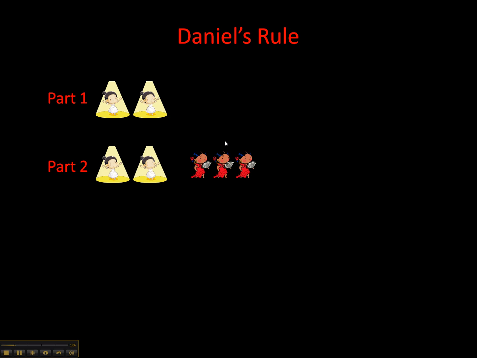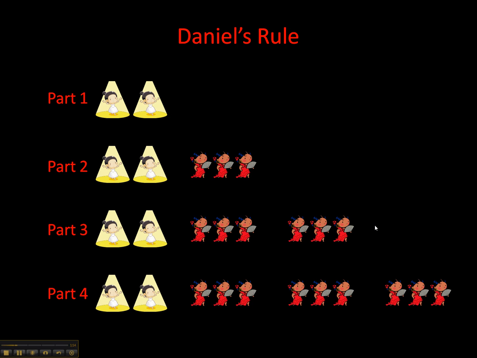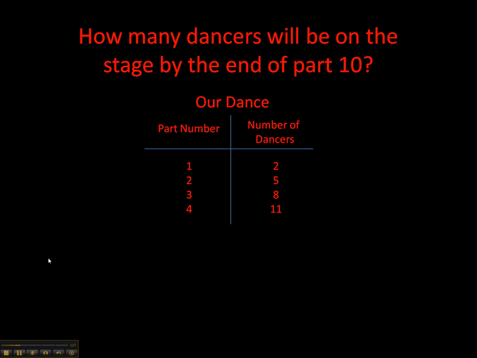In part 2, he notices that 3 more dancers come on, and then for every part after that, 3 more dancers come on. He gets to part 4 and 3 more dancers, so he has a total of 2 plus 3 plus 3 plus 3, which is 8. Now this continues until part 10, and so our question is how many dancers will be on the stage by the end of part 10? Without just watching and counting them, can we predict that?